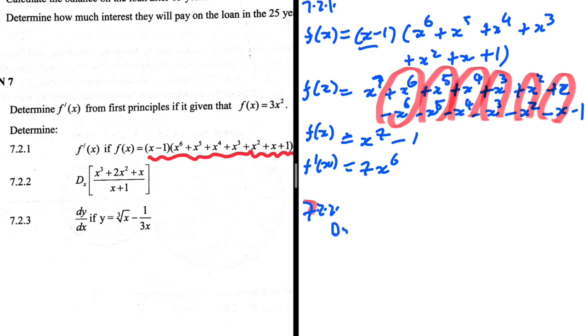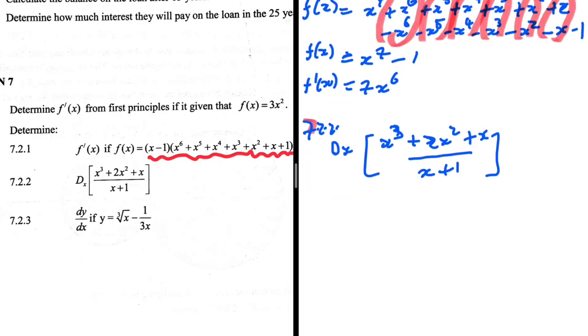7.2.2, we're looking for d/dx of x cubed plus 2x squared plus x, divided by x plus 1. In these cases, something in the numerator is supposed to cancel out with something in the denominator. So what approach can we take? We still keep this d/dx because we are not yet differentiating. We're just rewriting the equation, really.